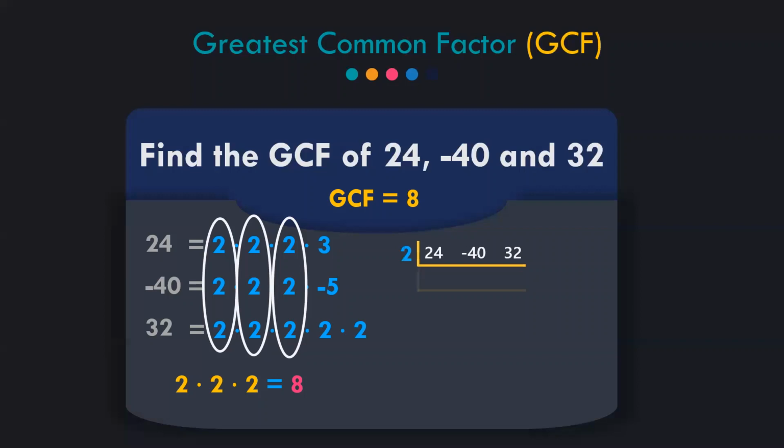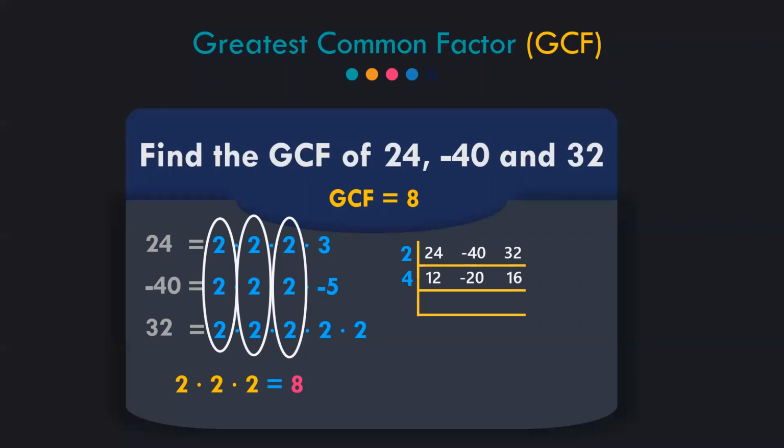24 divided by 2, that is equal to 12. Negative 40 divided by 2, that is negative 20. 32 divided by 2 is 16. So we have here now 12, negative 20, and 16. So again, think of a number that can divide 12, negative 20, and 16. Let's say ang naisip mo na ay 4. Okay? Because 4, yes, can divide 12, negative 20, and 16.